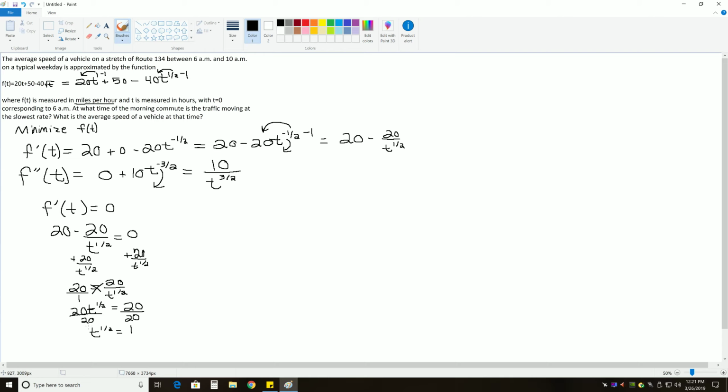And finally, if we want to get rid of this 1/2 power, we're going to square each side of the equation, which leaves us with t equals 1.